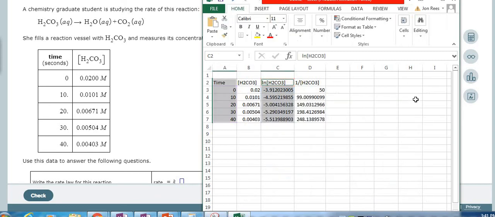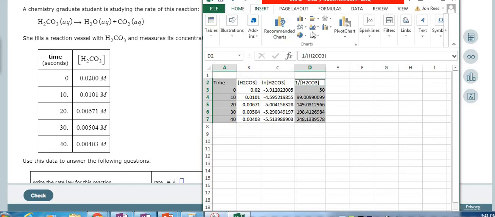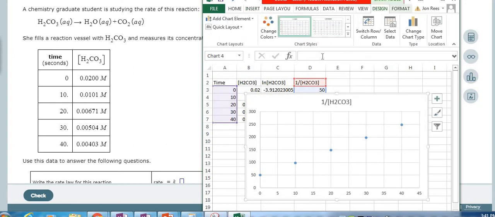Let's see with second order kinetics. And so instead of plotting time versus the first order equation, I'm going to do it versus the second order equation. So I'm going to plot those two. I'm going to click on Insert, a scatter plot. Okay, that looks very linear to me.